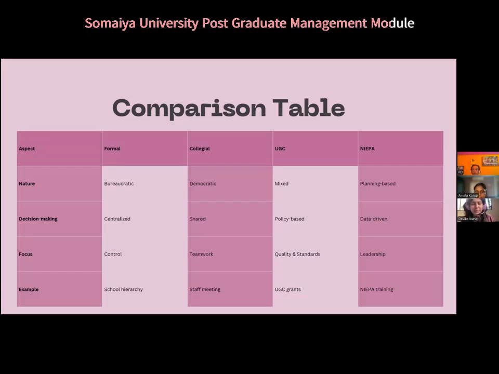Next slide. This is the comparison of the entire aspect of the models. The first model is the formal one. The nature is bureaucratic, democratic, mixed, and planning based. The formal one would be bureaucratic, the collegial one democratic, the UGC one mixed, and the NIEPA planning based. For decision making, the formal one is centralized, the collegial one is shared, the UGC is policy based, and the NIEPA is data driven.